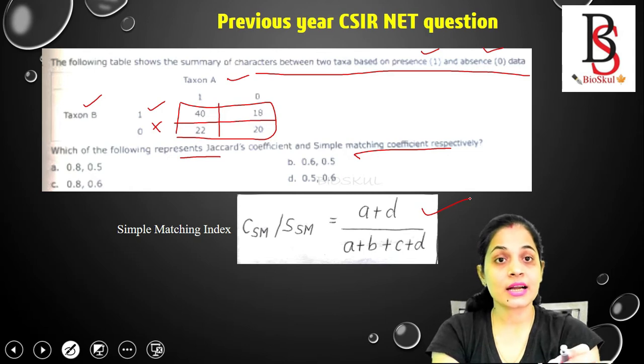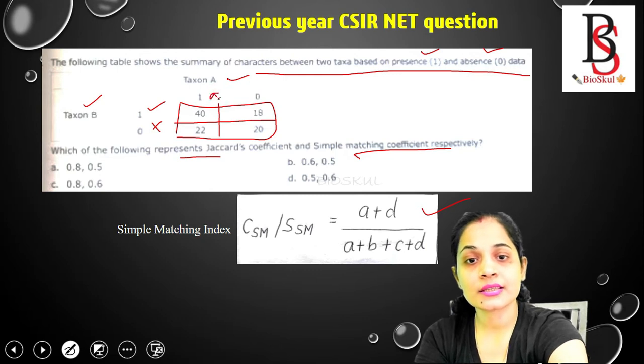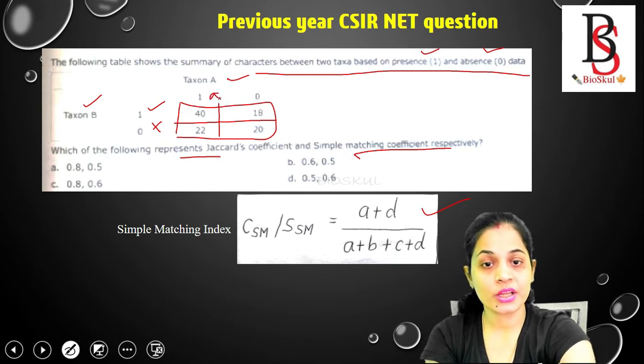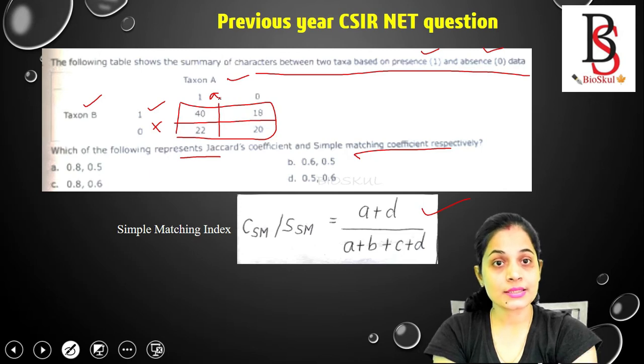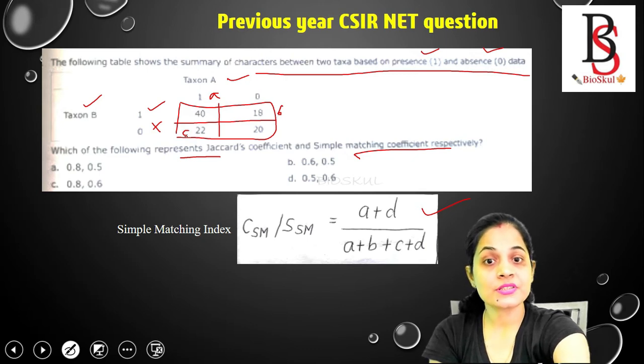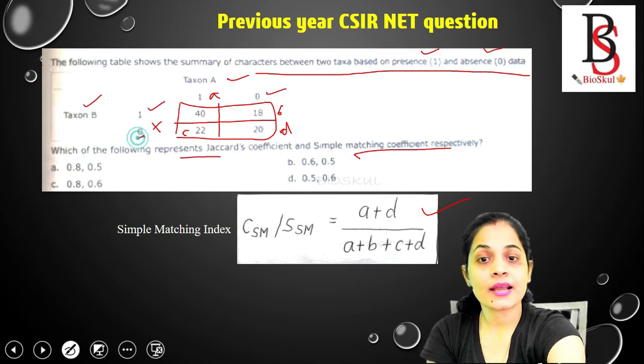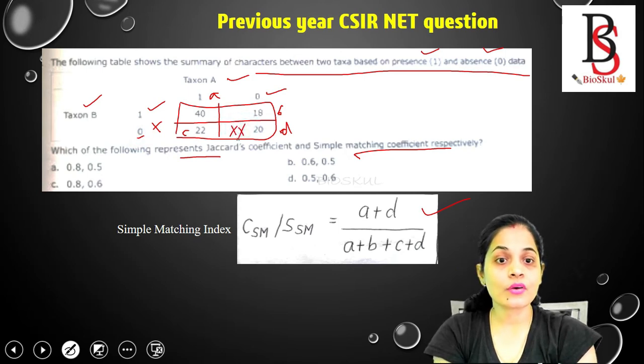A represents the species present in both samples, that is 40. B represents those absent in taxon A but present in taxon B, so 18. C represents the value absent in taxon B but present in taxon A. And D represents the value absent in both taxon A as well as taxon B. So now we have the values of A, B, C, D.